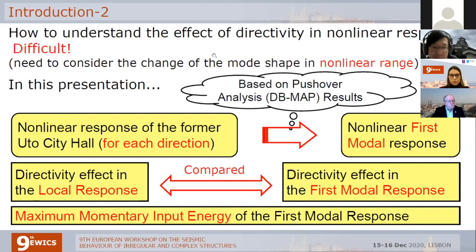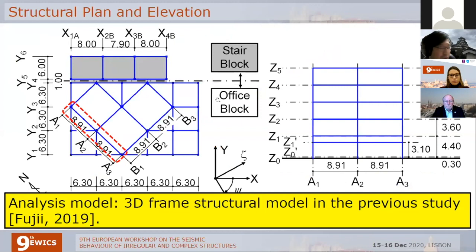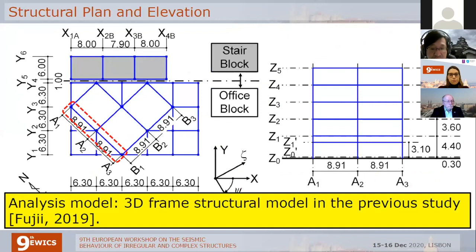So let us move to the building and ground motion data. This figure shows the structural plan and elevation of this building. As you see, the structural plan is irregular. This building consists of two blocks, the office block and the stair block. All the structural walls are in the stair block.